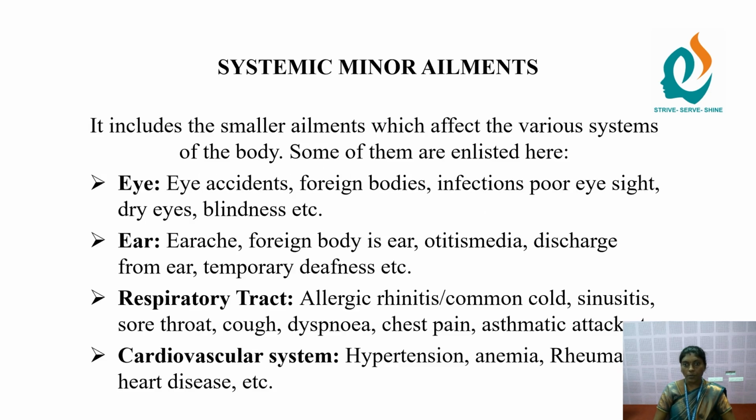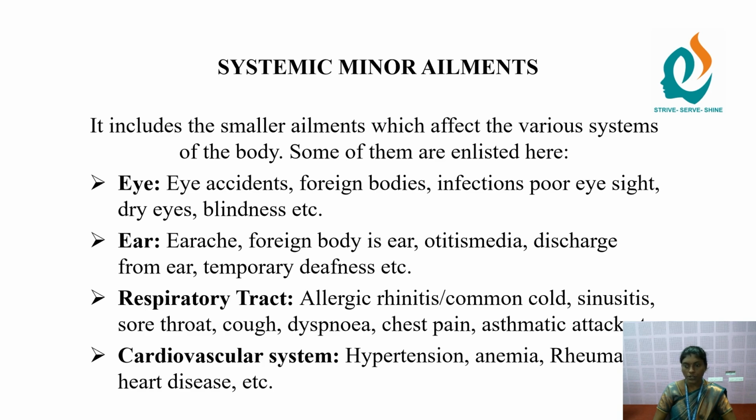Systemic minor ailments include smaller ailments which affect the various systems of the body. Some of them are listed here. Eyes: eye accidents, foreign body entry, infections, poor eyesight, dry eyes, blindness, etc. Ear: earache, foreign body in ear, otitis media, discharge from the ear, temporary deafness, etc. In the respiratory tract: allergic rhinitis, common cold, sinusitis, sore throat, cough, dyspnea, chest pain, asthmatic attack, etc.